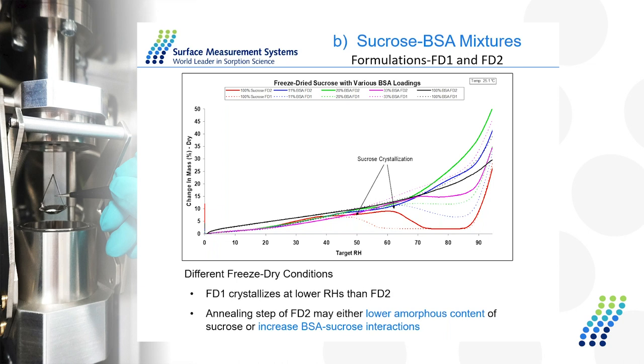However, it's more obvious for the crystallization of the sucrose: the FD1 formulation will crystallize at around 50% RH, at lower RH. While for the FD2 formulation, the sucrose will crystallize at a higher RH, after 60%. So this shows that the mixture obtained by the second freeze-drying condition, FD2, has a lower amorphous content or a better protein sugar interaction. So different freeze-drying conditions will improve the stability of the final products. And DVS is a very useful tool to investigate this protein-sugar interaction and to study the impact of different freeze-drying conditions on solid materials.